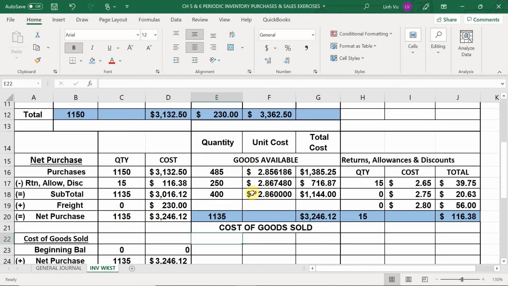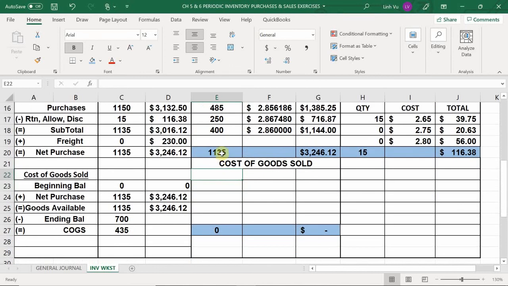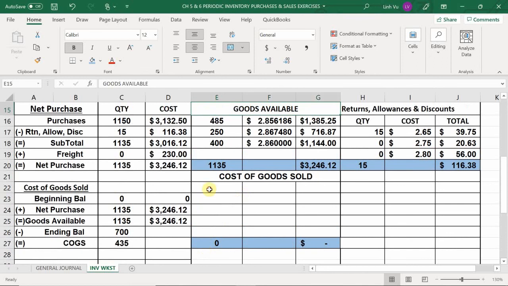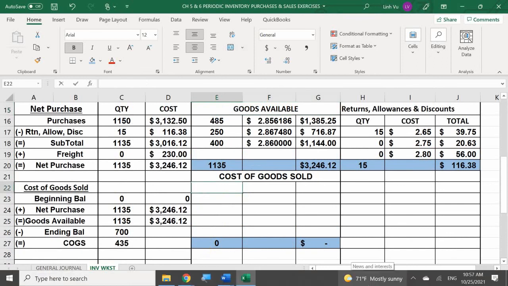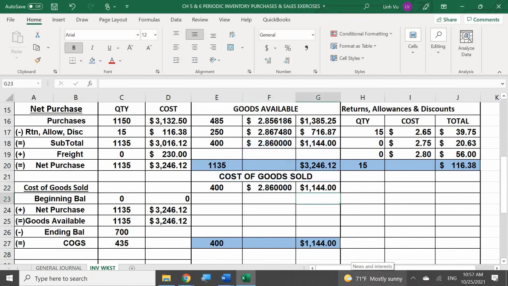So in this case, let's take a look at my goods available. Which batch of my inventory am I going to take out from first? The last 400. So in this case, I'm going to copy this number here because I already know I'm going to get rid of the whole entire thing, which is going to cost me $11.44.